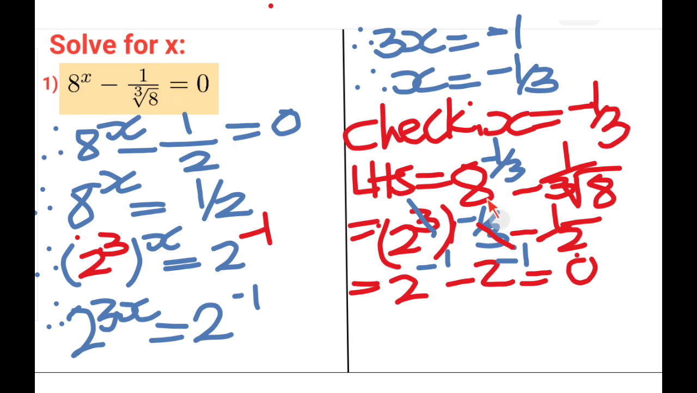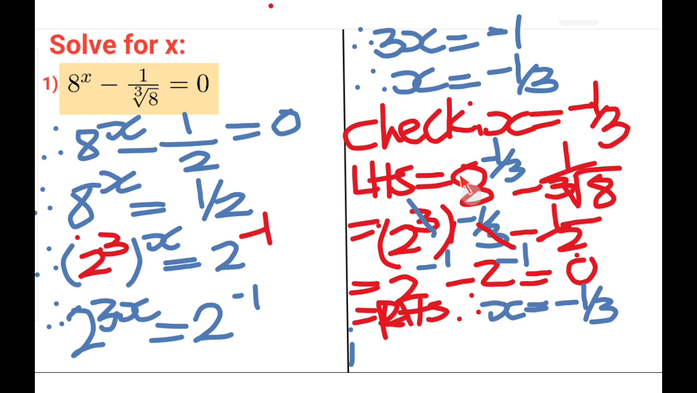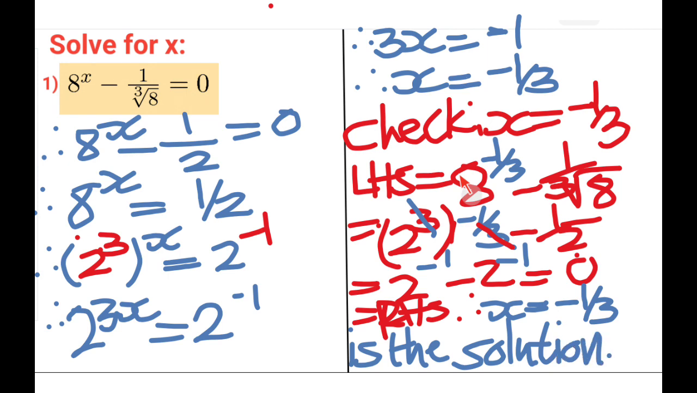which is equal to the right hand side. So we've proven that the left hand side is equal to the right hand side, meaning that therefore x is equal to negative 1 over 3 is the solution. And that's how you solve that first equation there.